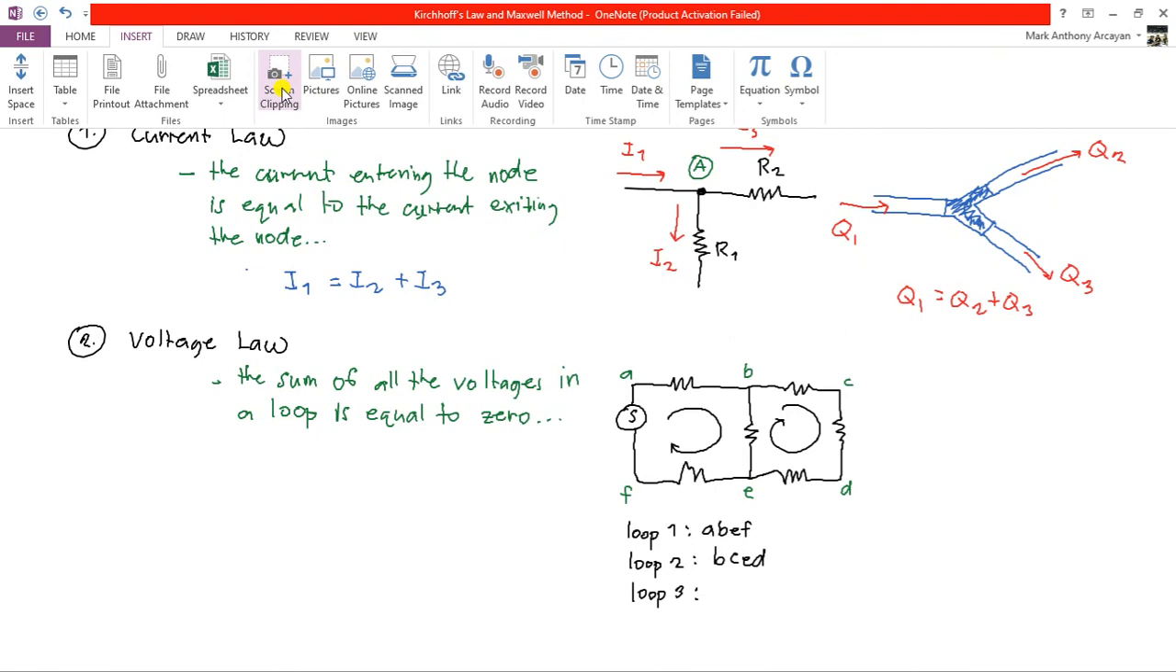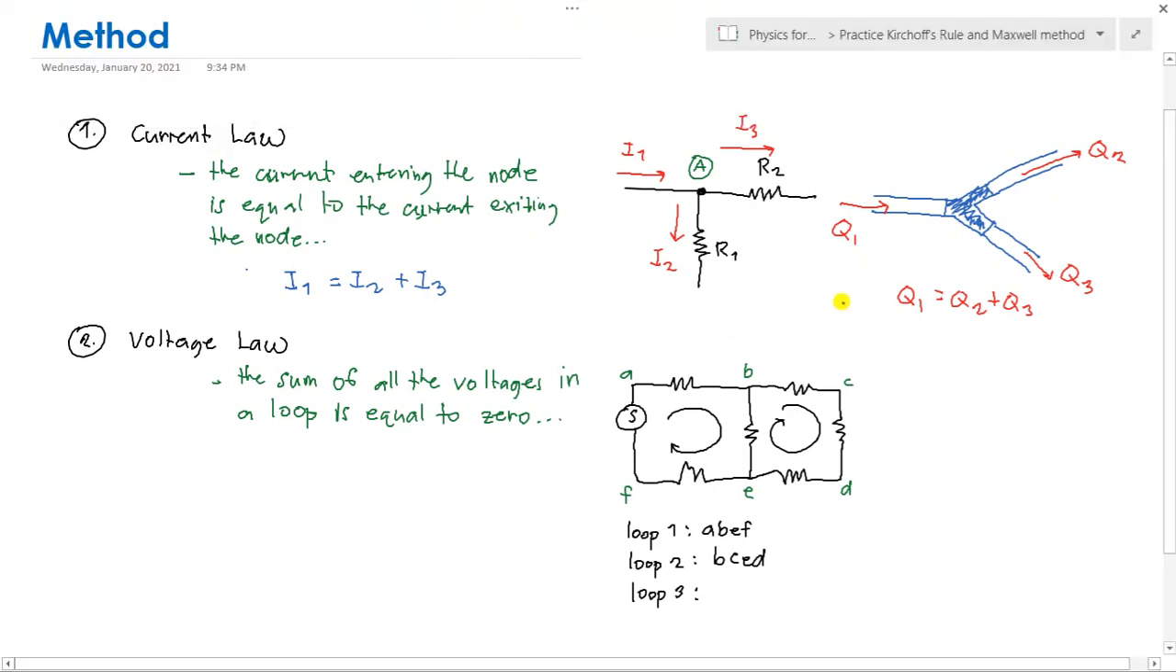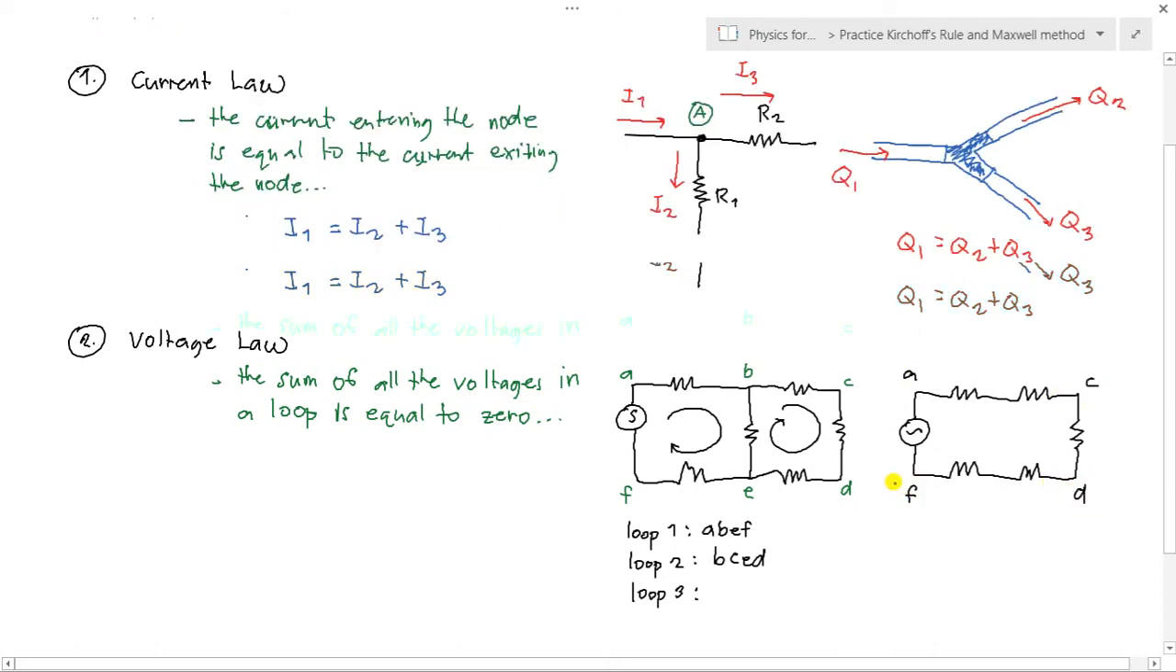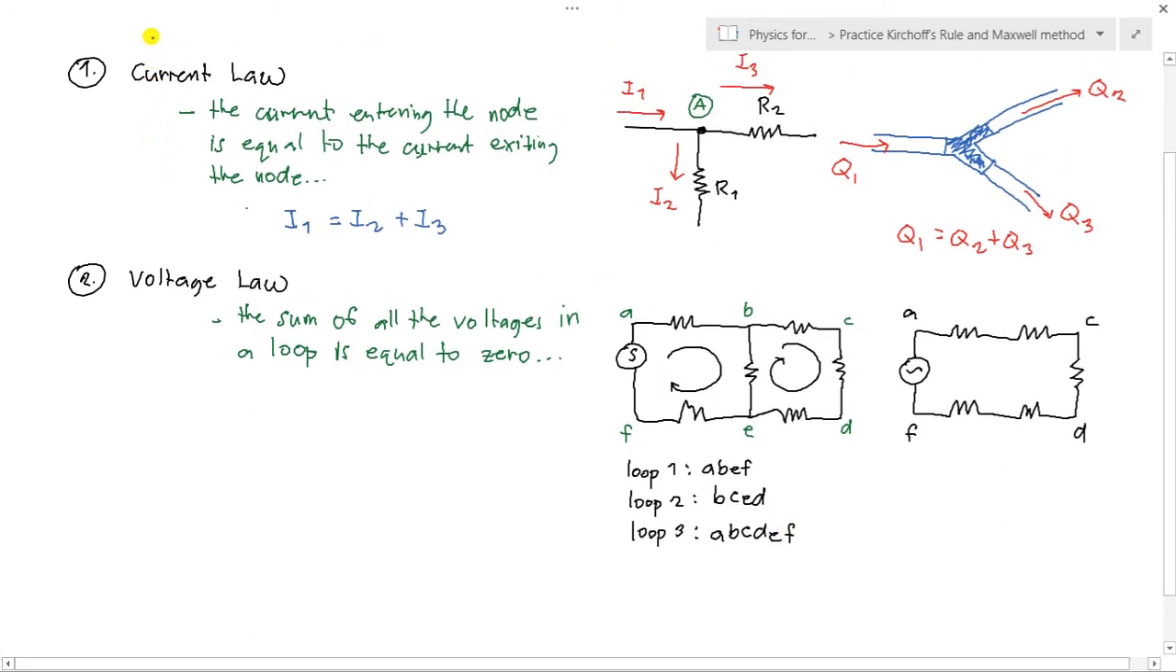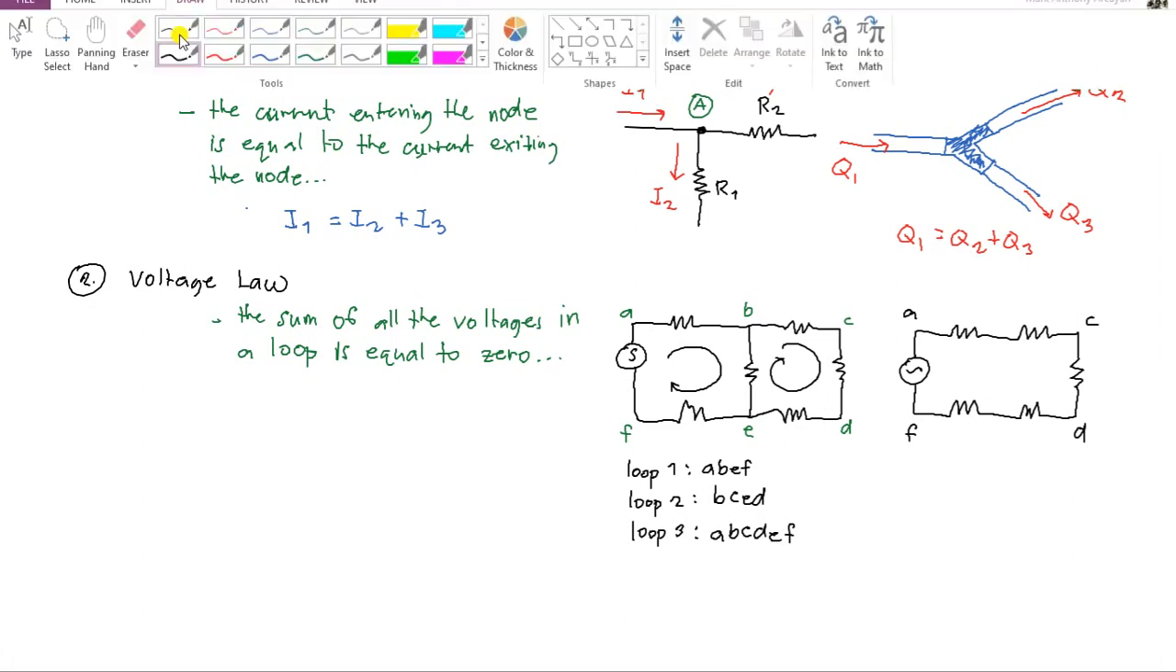So if we superpose them, we can find it. For the third, we remove the middle. So this is A, C, D, F. So that is the third loop. Actually, you can also write B, C, D, E, F. Anyway, it's the same. So we have 3 loops here, and according to this second law, the sum of all voltages in a loop is equal to 0.